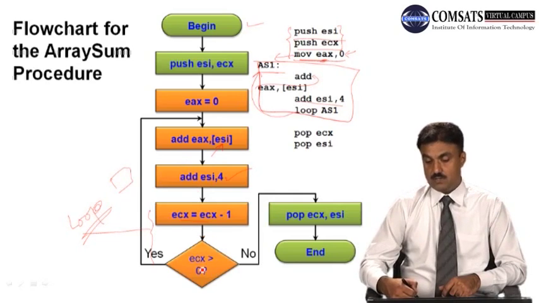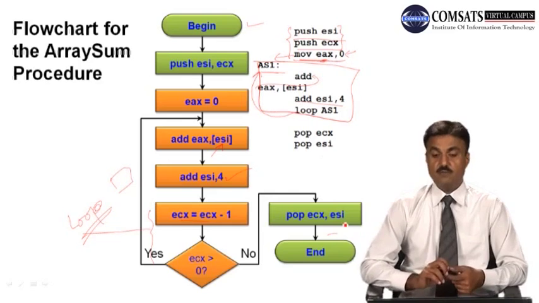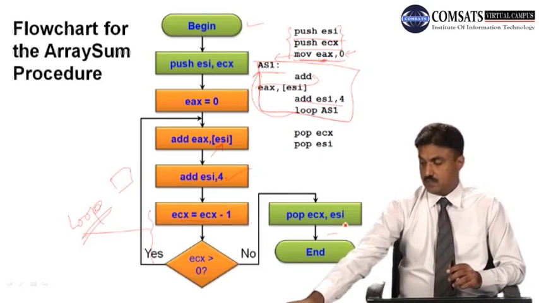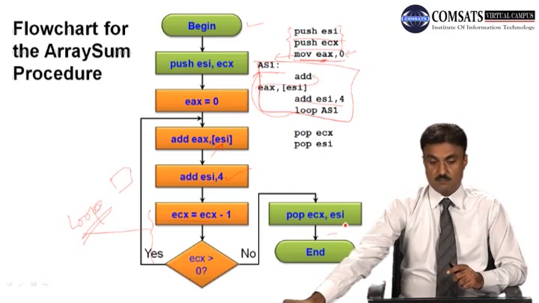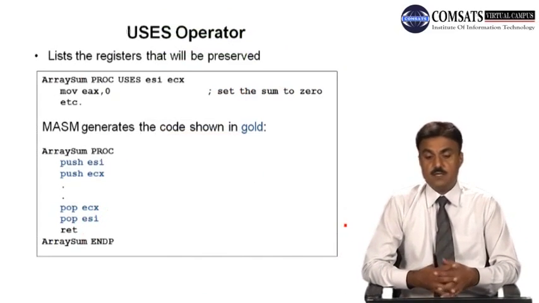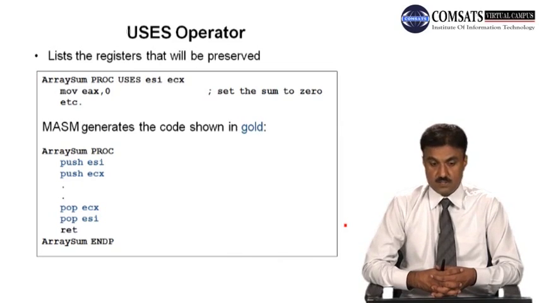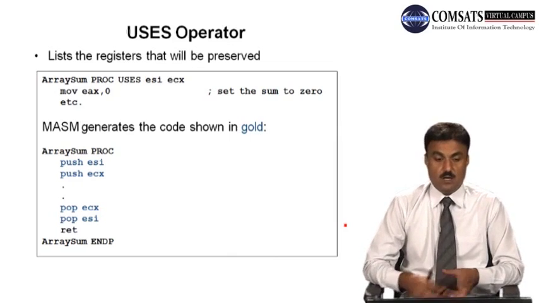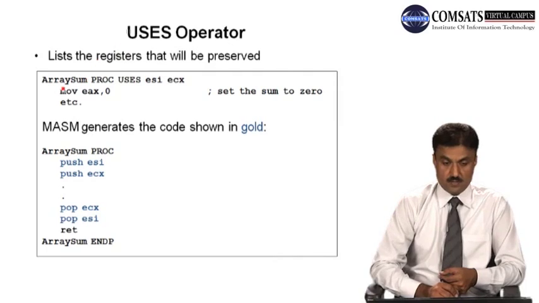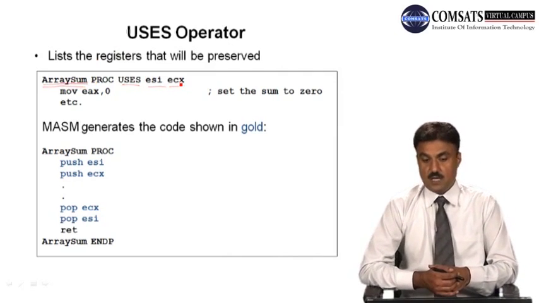Otherwise, if it is equal to 0, we pop ECX and ESI, both, and that is the end of this procedure. So this is the flow chart for the array sum procedure. What we do next is the USES operator. This operator lists the registers that will be preserved. For example, here you can see the array sum procedure, and we define that it uses ESI and ECX.